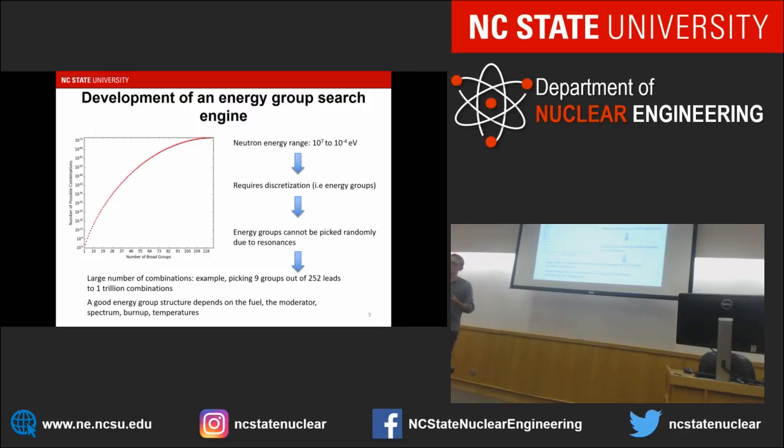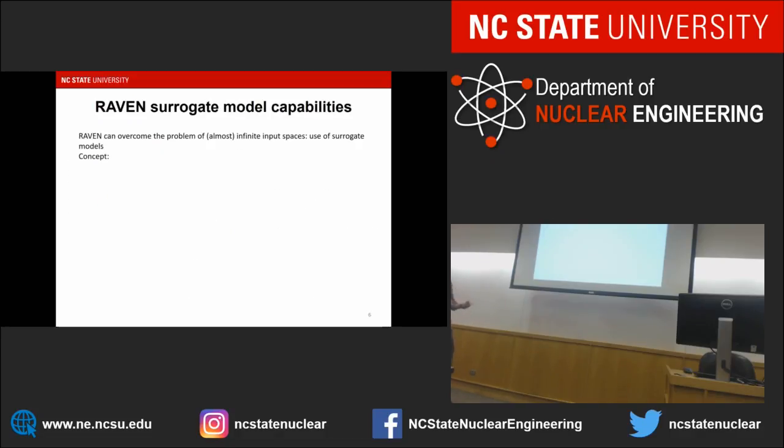Usually, the techniques are iterative. But one solution could be offered by Raven. Raven, again, is a statistical analysis tool, so it can overcome the problem of almost infinite input spaces by developing so-called surrogate models. The way the surrogate models work, you have a five-step approach.